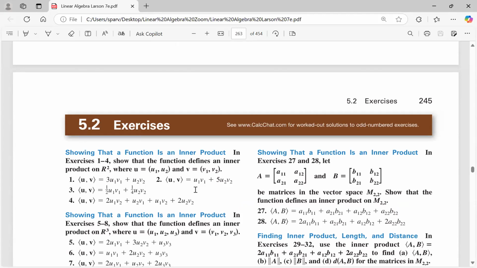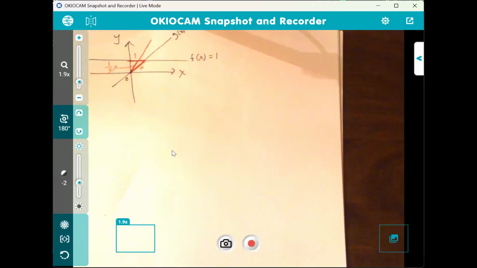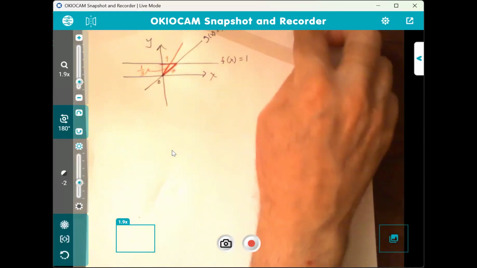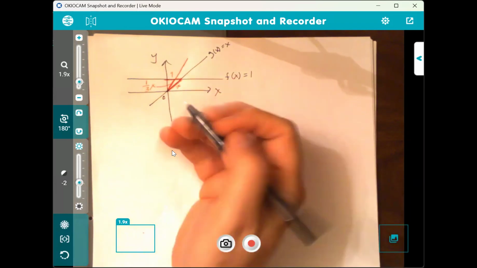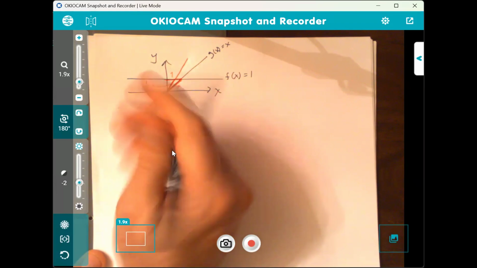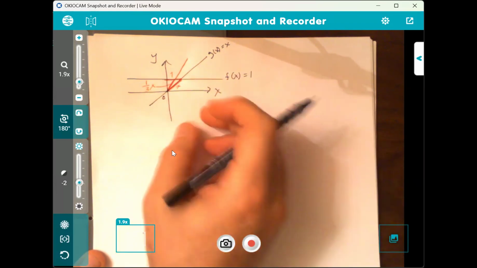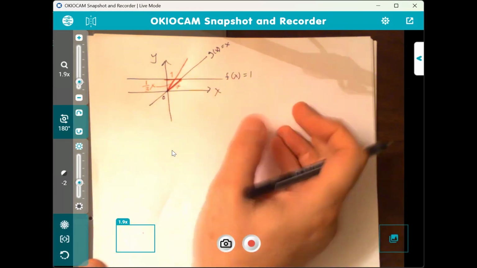Now, let me do an example for you. And this example, again, I'm trying to reinforce. Remember, I just said there is no geometric interpretation. We're not supposed to translate this necessarily into geometric interpretation for non-standard, non-Euclidean inner products. Okay, so here's the example. For this example, we're going to look at an unusual unit circle in R2.